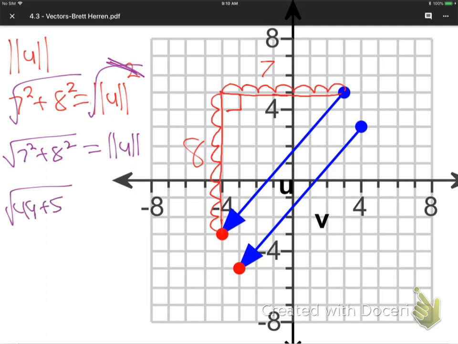49 plus, I was going to say 56. It's not 56, that's 7 times 8. 64. So 113. Square root of 113. That's the length of u.